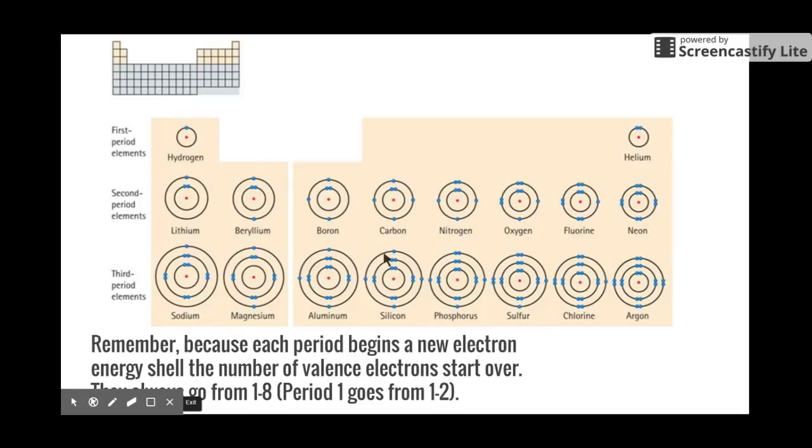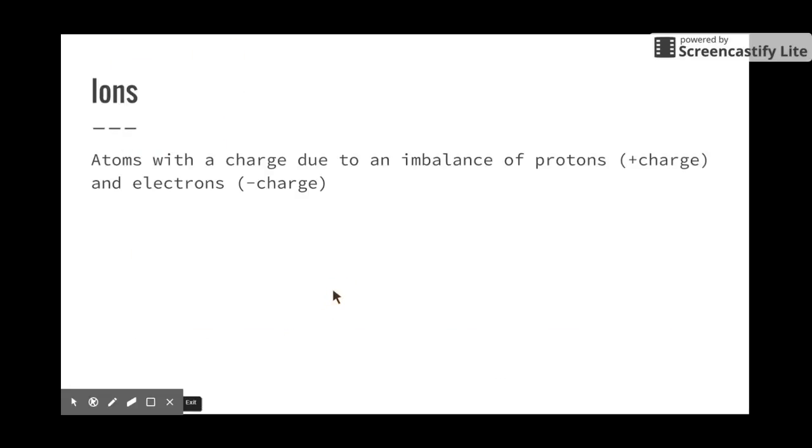So this is kind of what it looks like, right? Every time a new ring is formed, the valence electron count starts over. That's why group 1 has 1, group 2 has 2, because every time we start a new row or a new period on the periodic table, a new ring forms and they start new valence electrons. So let's go back to ionic bonds. Before we talk about ionic bonds, we need to know what an ion is. An ion is an atom that has a charge. And the reason they have a charge is because their protons and electrons are not in balance.